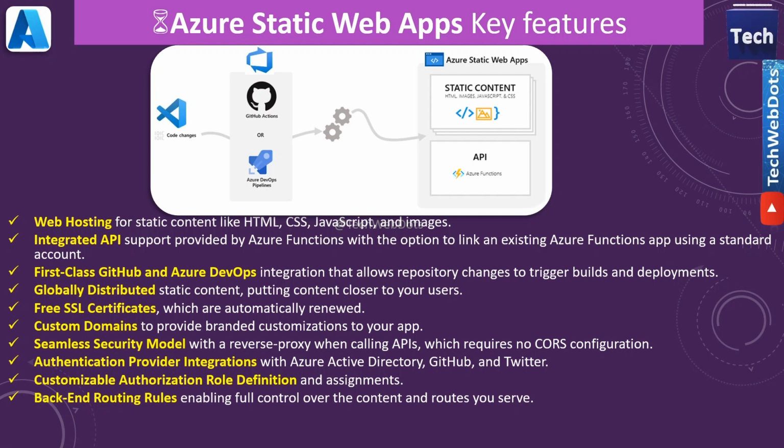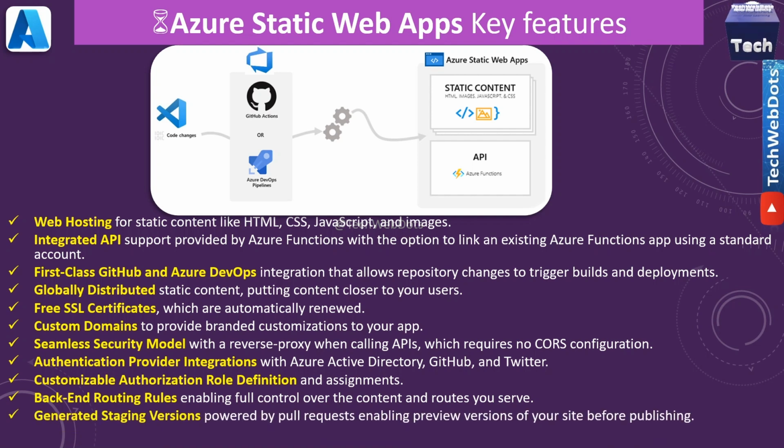Another one is back-end routing rules, enabling full control over the content and the routes you serve. So the moment you decide the route, okay, this file will be served through a web request, this content will be served through the web browser. So everything you can manage, whether a GET request is allowed, whether a POST request is allowed. So it is completely customizable.